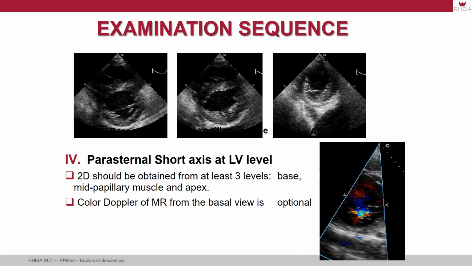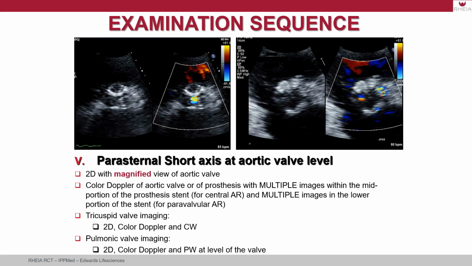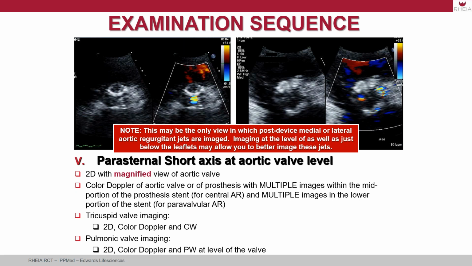Then the parasternal short axis. We take the parasternal short axis first at the left ventricular level, at the 3 levels as usual. And then in the parasternal short axis, we go higher, and the one at the aortic valve level is extremely important. 2D and color Doppler to visualize the leaflets, both prior to and after the procedure, is very important. And the color Doppler is of course important to assess the degree of transvalvular or paravalvular AR.